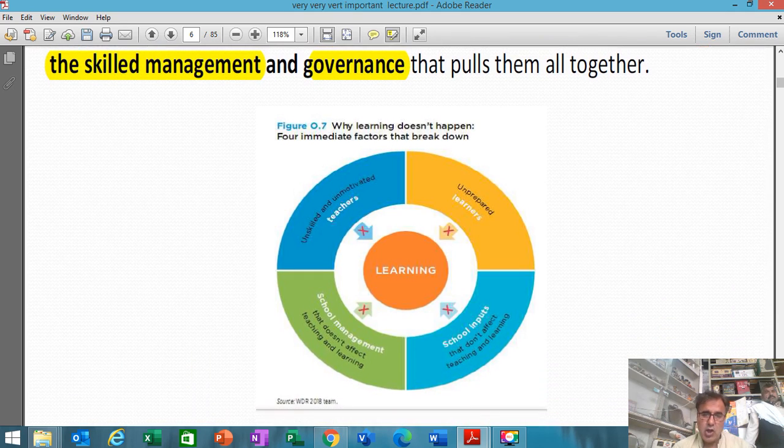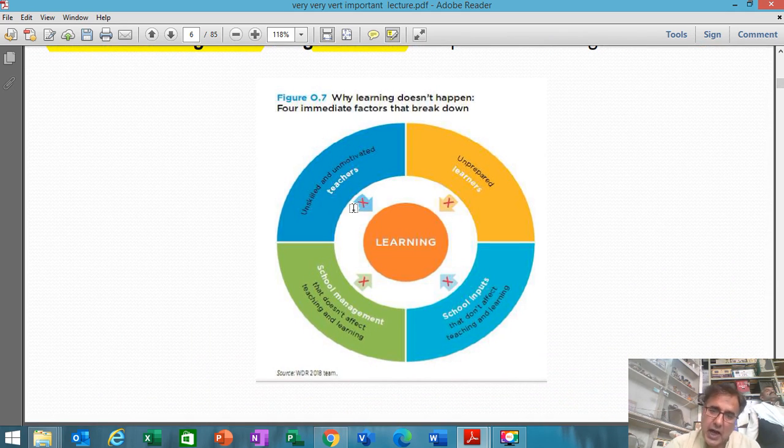First, unskilled and unmotivated teachers. If you look at this kind of model, why does learning not happen indeed? Because we do not have skilled and motivated teachers in schools, and the result is that de-learning or unlearning takes place. Sometimes we get very good students, but when they come to a place where the teachers are unskilled and unmotivated, learning would certainly not happen.